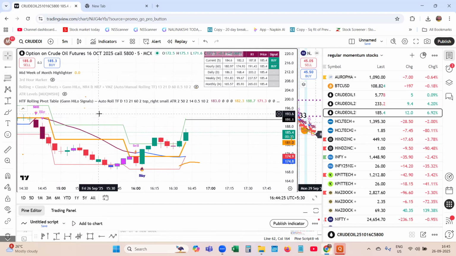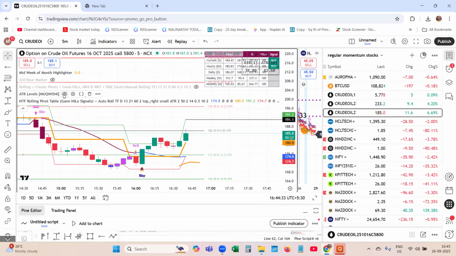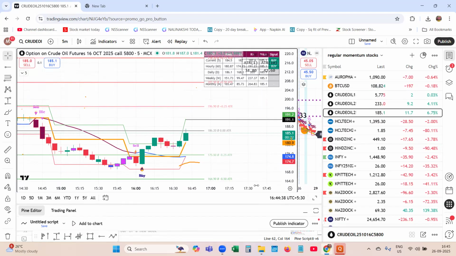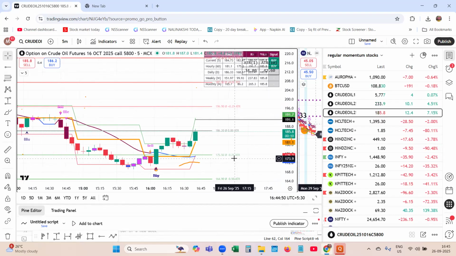And you can utilize the indicator which is available on TradingView. You can enable ATR levels by Mukwishi. These are the grid levels which will tell you the resistance and the support. And this black line is the balance line. Once it crosses, definitely it will go to 196.